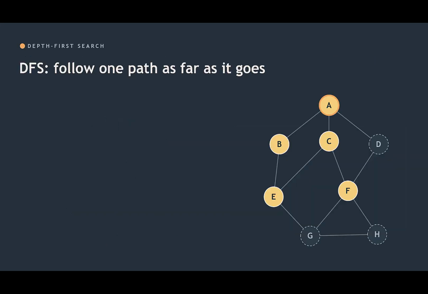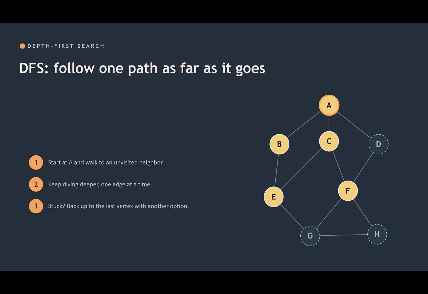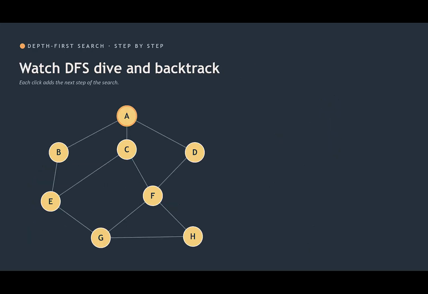We'll start with the depth first search, DFS. For DFS, we're going to follow one path as far as we can, which means in this case we're going to start at A and walk to an unvisited neighbor. From there, we're going to keep diving deeper, one edge at a time. If we get stuck, we'll back up to the last vertex and choose another option. We'll repeat this until every vertex has been reached. Our answer is going to be a graph. We're not going to write out the series of vertices. So let's jump in and get started.